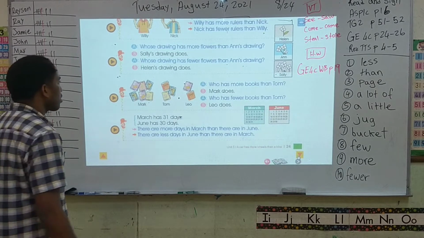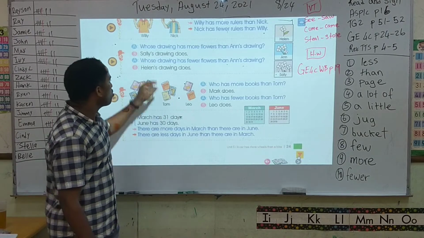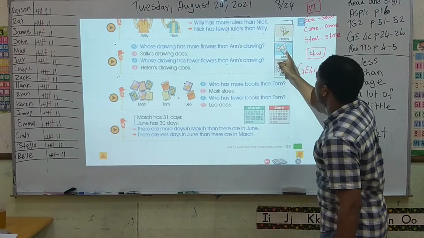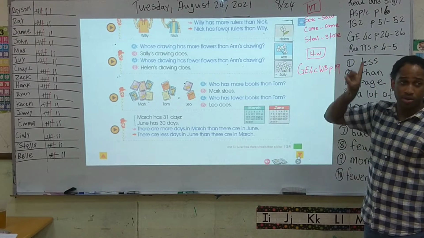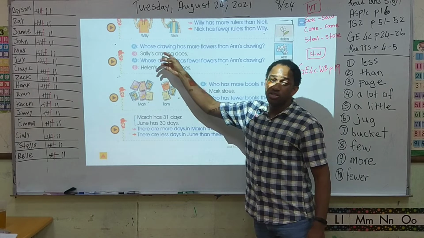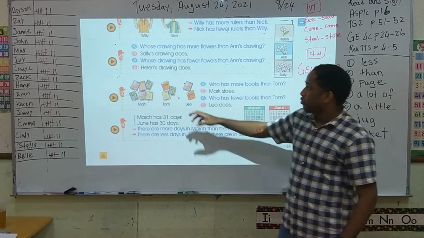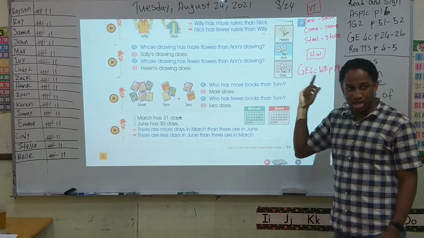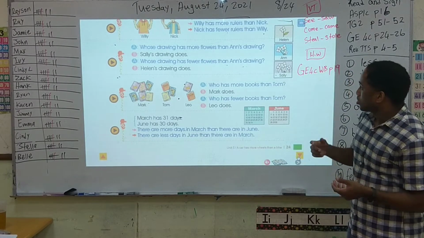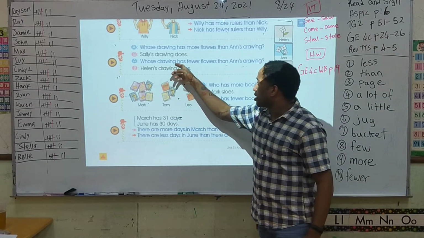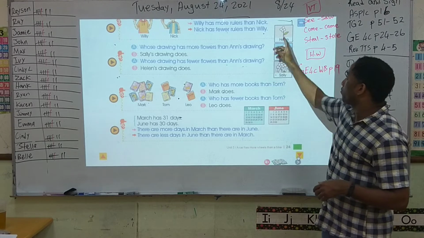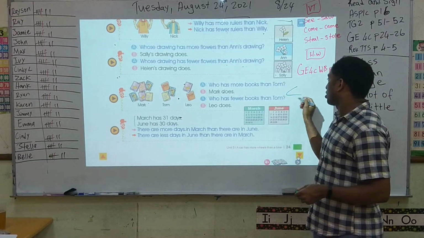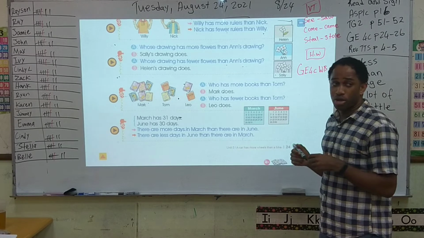Let's go down to number 4, flowers. The question: whose drawing has more flowers than Amy's drawing? Amy has 1, 2, 3. So whose drawing has more flowers? More means greater in quantity. So Sally's drawing does. And remember, when you see whose, it talks about possession, ownership. So you say Sally's drawing. And whose drawing has fewer flowers than Amy's drawing? Fewer means less, smaller in quantity.